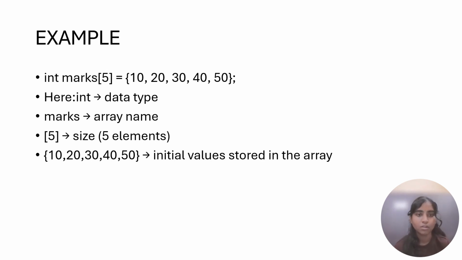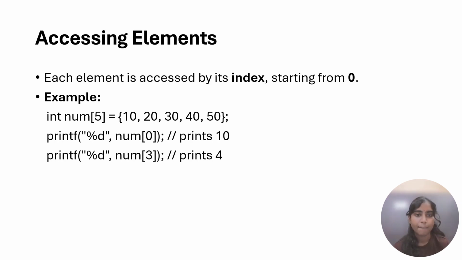So now let's move into accessing elements. Each element is accessed by its index, starting from 0. Here, the same int marks[5] with 10, 20, 30. Here printf with %d is the format specifier. For marks[0], the 0 indicates 10, so this prints 10.